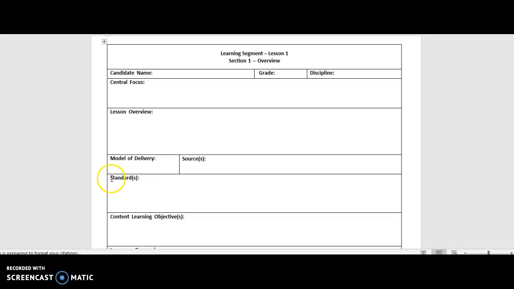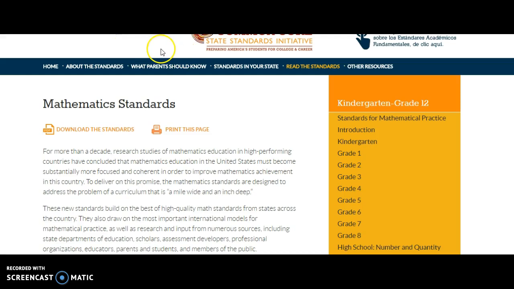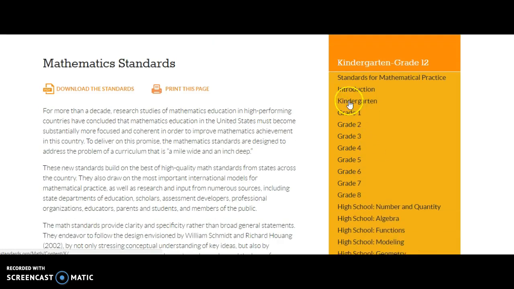The standard is where you plug in the specific standard of what you're doing. And so let's just take a minute to make sure we know exactly what that is. So under mathematics standards, you are going to be looking at the content standards. You're not going to look at the standards for mathematical practice, not the introduction, but starting with the grades, you can look at the different content standards.